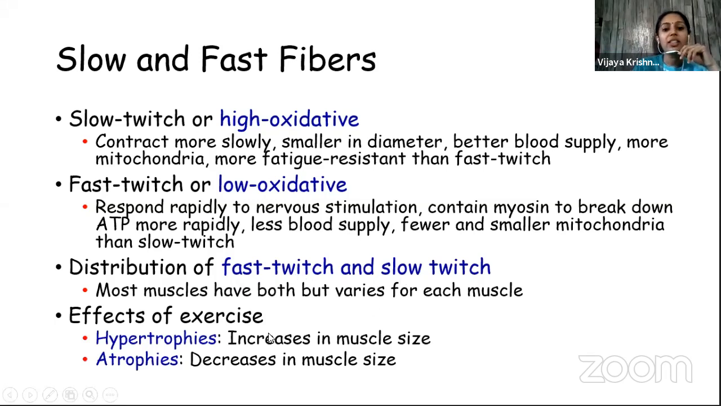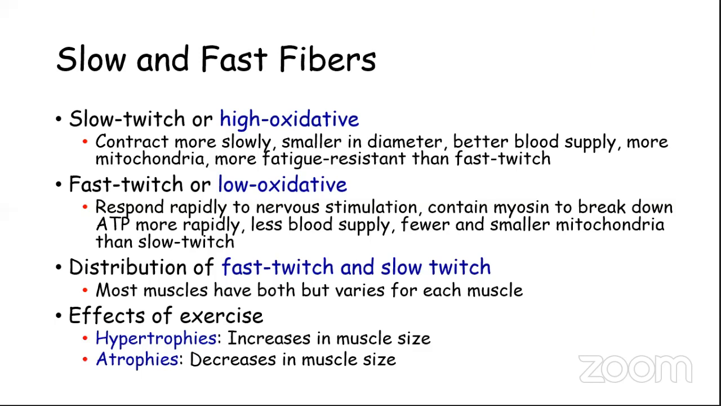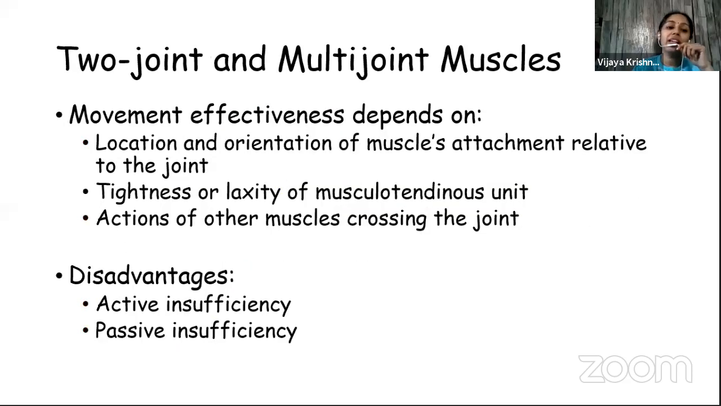Now, effects of exercise can be an increase in the muscle size, that is hypertrophy, or a decrease in the muscle size, that is atrophy. Now, all this depends on the type of muscle fibers that are present in the muscles. So, based on this, they are classified as slow twitch muscle fibers or fast twitch muscle fibers. The next classification we move on to is based on how many joints the muscle crosses when moving from origin to insertion. One is known as the two joint muscle or the multi joint muscle.